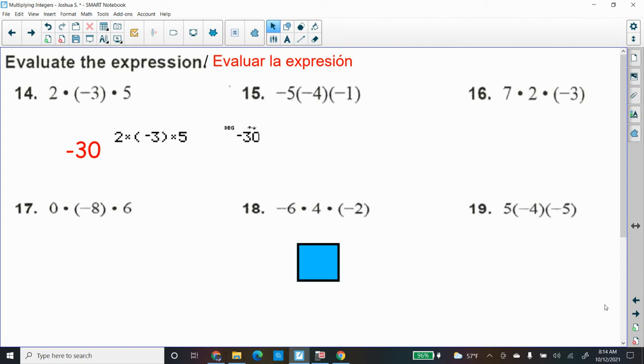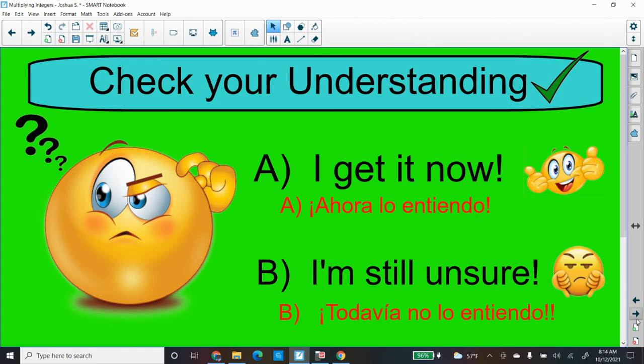So I hope you enjoyed the movie because we've come down to the end. If you don't understand what's going on, rewatch the movie. If you're unsure, write down your questions.